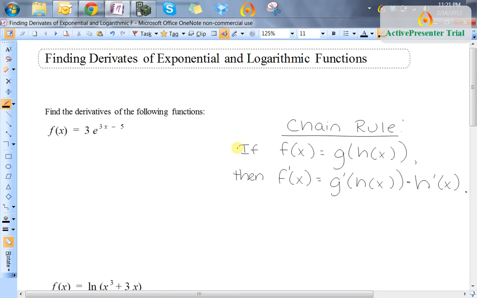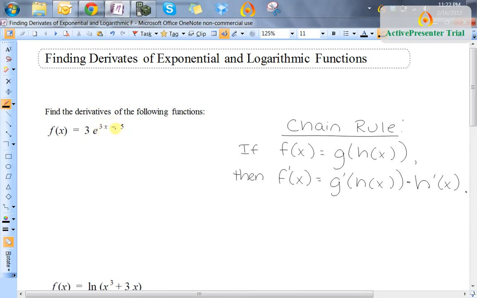Going to talk about finding derivatives of exponential and logarithmic functions, particularly functions that require the use of the chain rule, product rule, and quotient rule when you're trying to find the derivative of them. So this first function here is a composite function. It has the exponential function with a polynomial function within it.